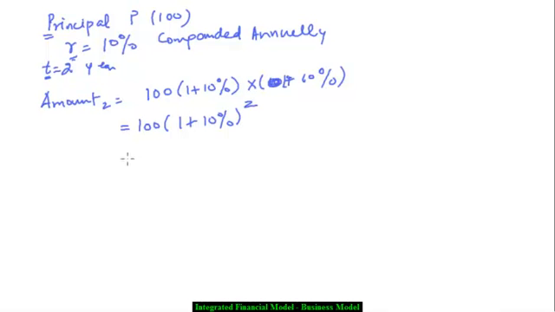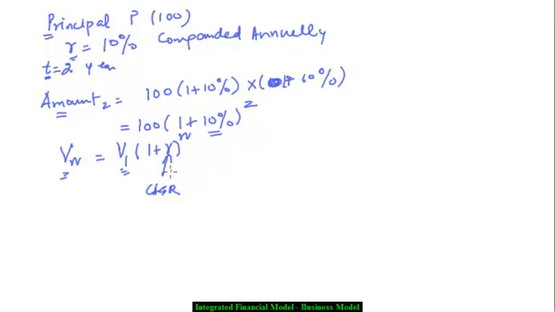If I try to generalize this formula, then the value after n years is equal to the value in the beginning multiplied by 1 plus r. This r is called the compounded annual growth rate, raised to the power n. Is that okay? So this is the generalized formula. So this is my principal, this is my amount, and this is my principal.